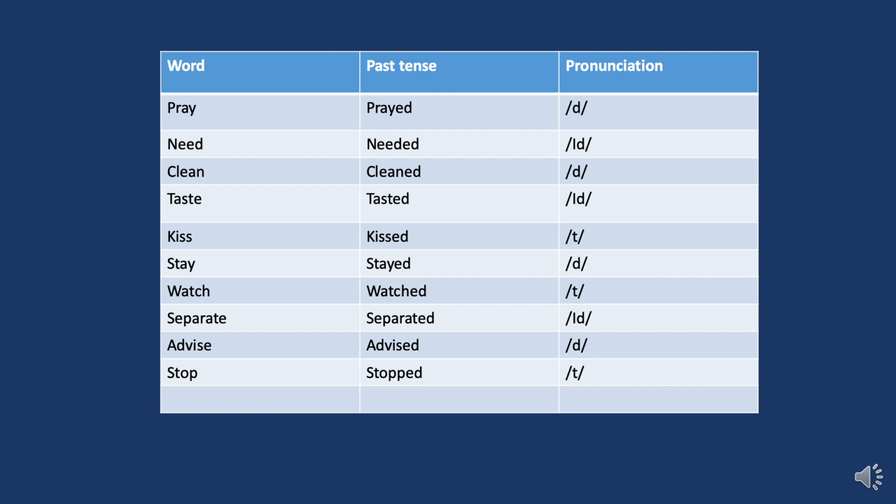The next word might be a little harder for you. Advise. Notice even though it's an S, that S is taking a Z sound. So if you listen to the Z sound and feel your throat, zzz, you should feel a vibration telling you that the past tense is advised. Advised. With that D at the end.